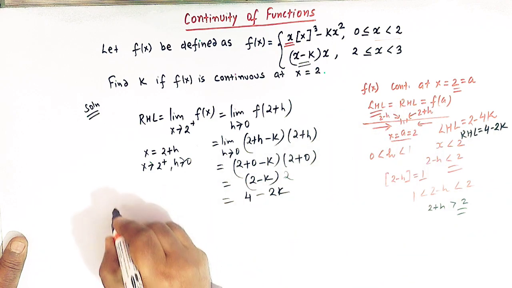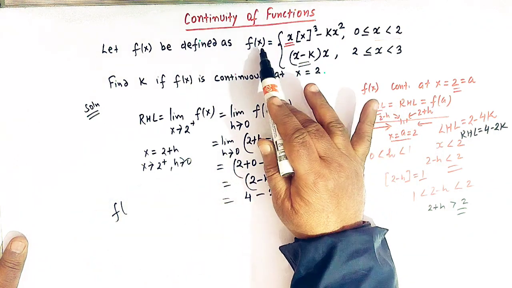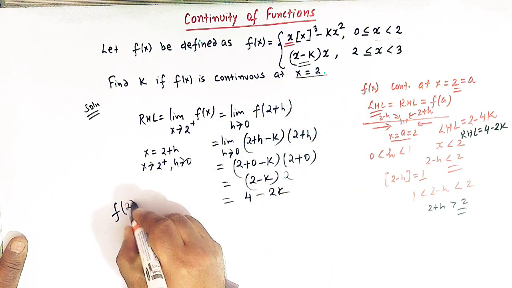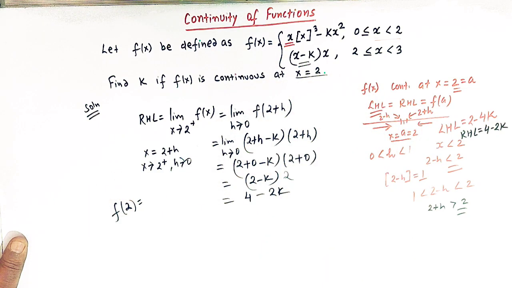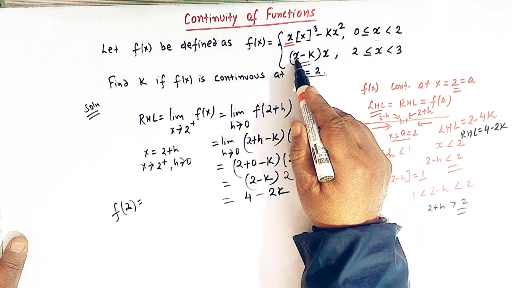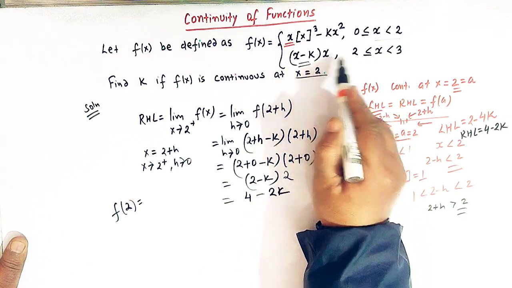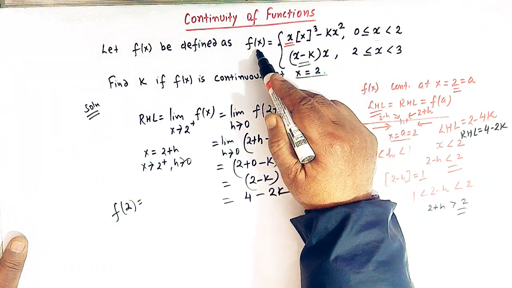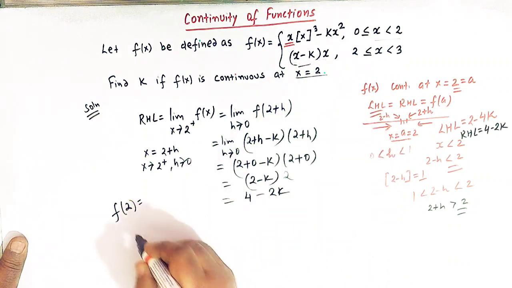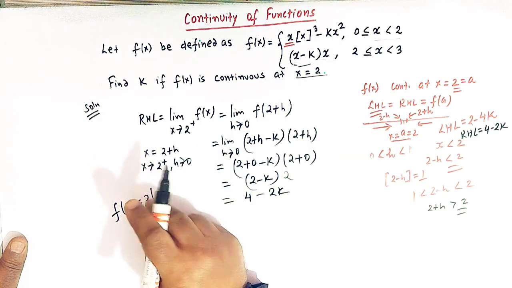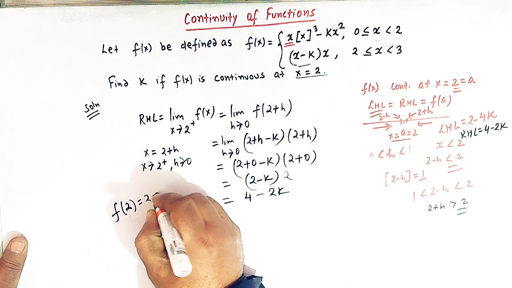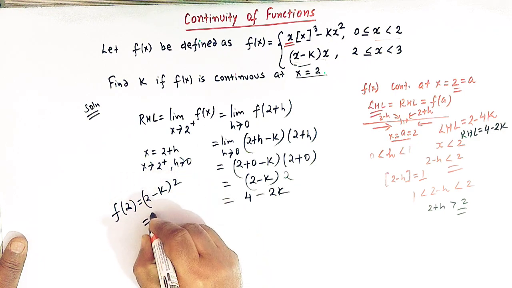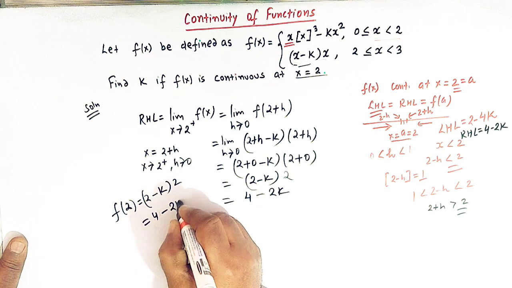Now let us calculate the value of the function at this point, that is x is equal to 2. So f of 2 can be obtained by taking x is equal to 2 in this expression, because for x greater than or equal to 2, f of x is defined like this. So we have 2, then here we have 2 minus k, and here we have 2. So this is 4 minus 2k.